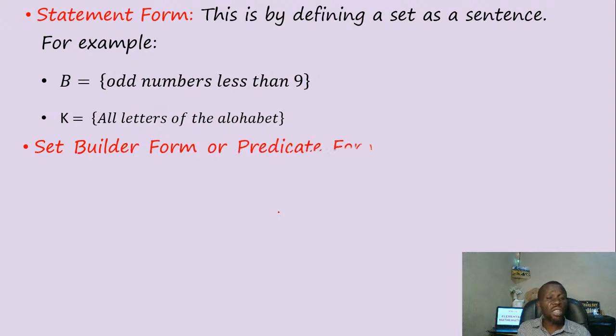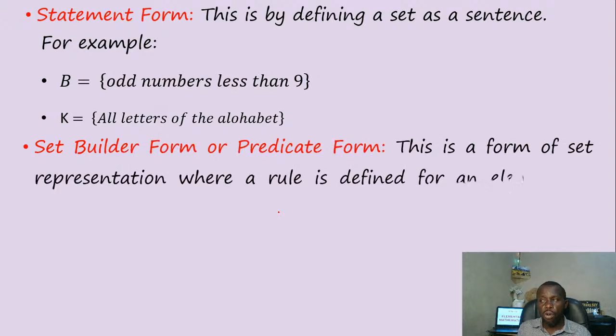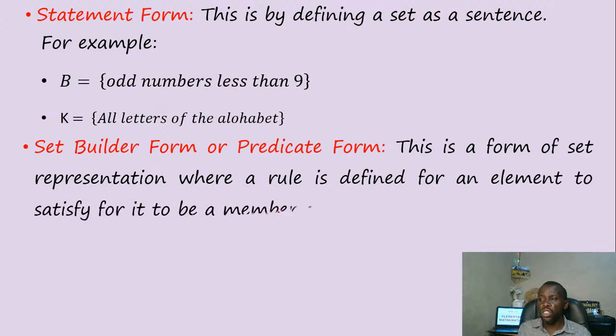Then we have another one called the set builder form or the predicate form. This is a form of set representation where a rule is defined for an element to satisfy for it to be a member of the set. So there's a rule that is being defined for that one. So you have to follow the rule. If you don't follow the rule, you will not get the elements that are there. So you have to follow the rules.